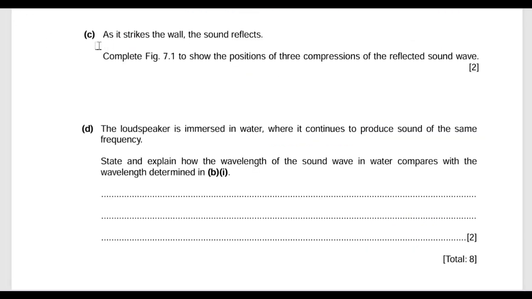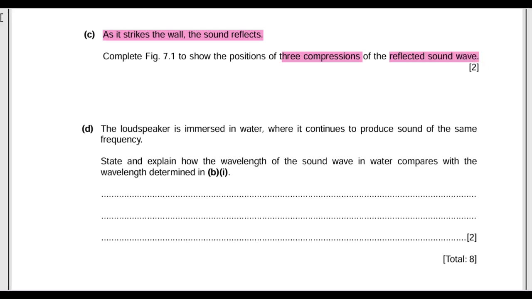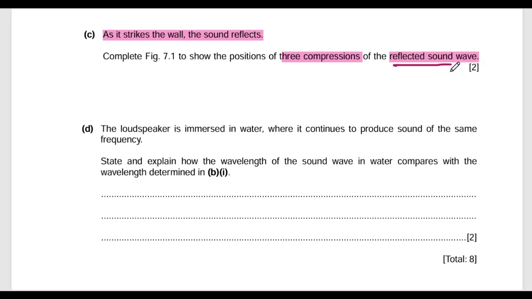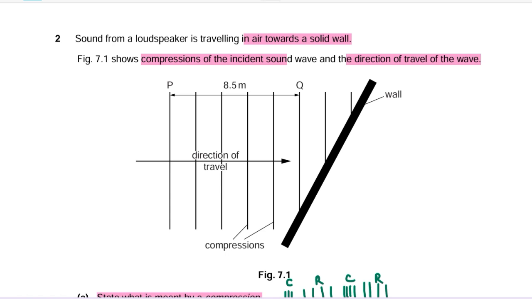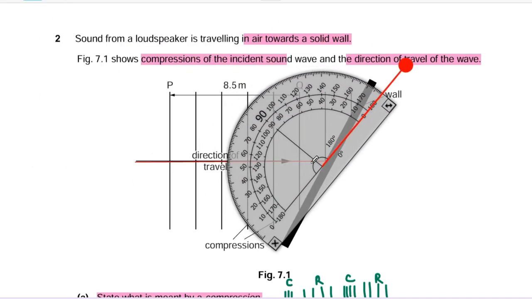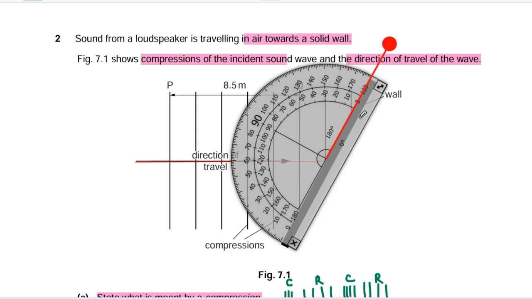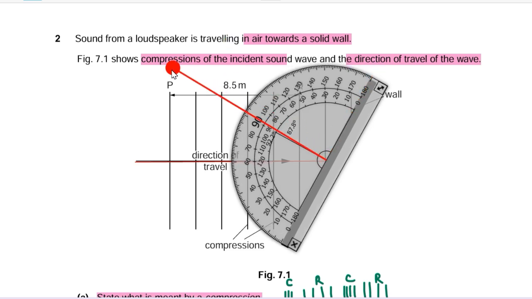C part is saying as it strikes the wall, the sound reflects. Complete figure 7.1 to show the position of three compressions of the reflected sound wave. So we have to reflect all the wavefronts, and for reflection the criteria is the same: angle of incidence is equal to angle of reflection. Coming back to the figure and reflecting our wavefronts, you can take any wavefront. I am just taking this second last wavefront and I am drawing the normal first. Normal is always 90 degrees to the plane.